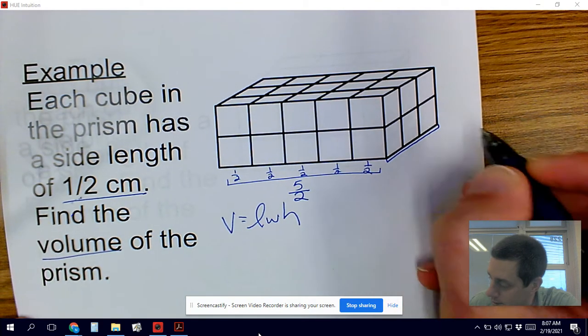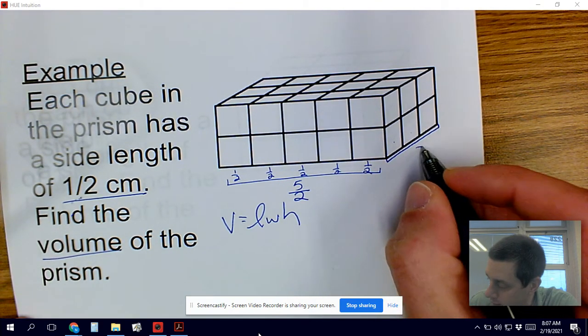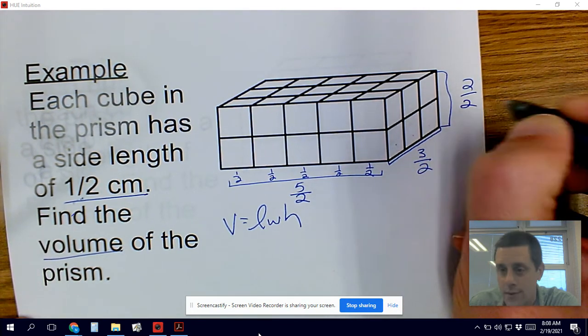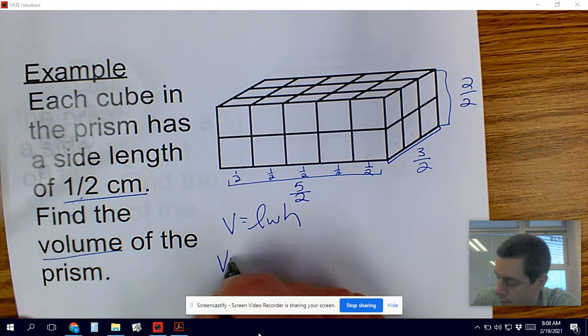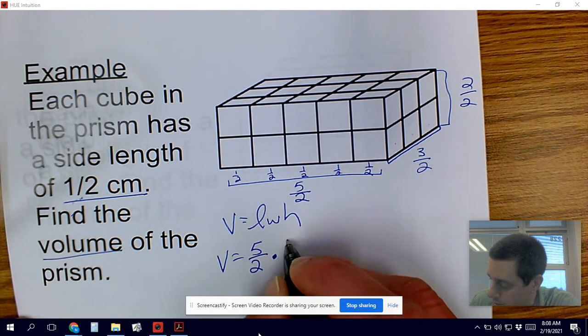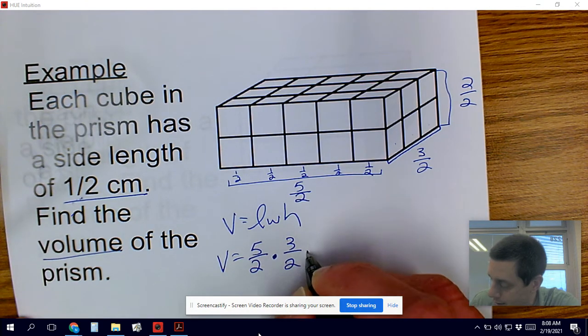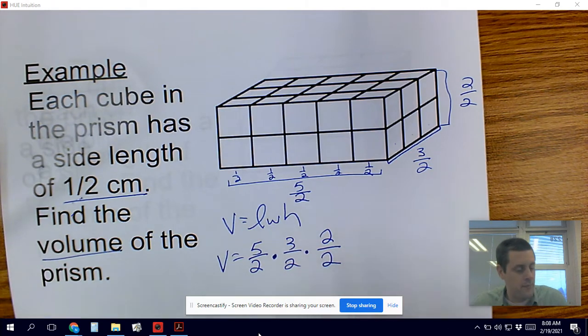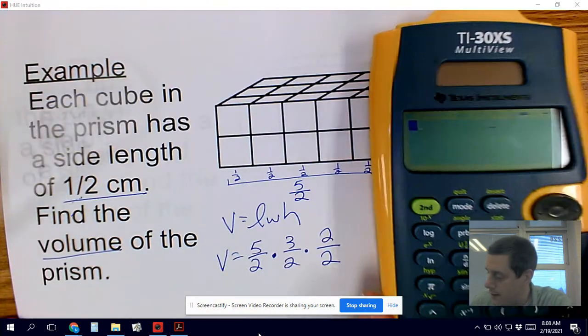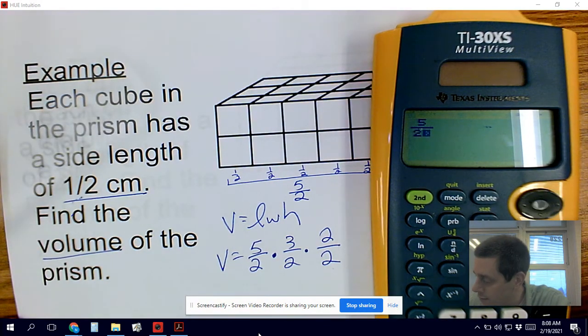My width would be down the side here. There's 1, 2, 3 halves. And my height up this way, 1, 2 halves. And so now I can plug those into my volume formula. Volume equals the length, which is 5/2, times the width, which is 3/2, times the height, which is 2/2. Use your calculator if you'd like, or calculate it by hand. Does not matter to me. 5/2 times 3/2 times 2/2.